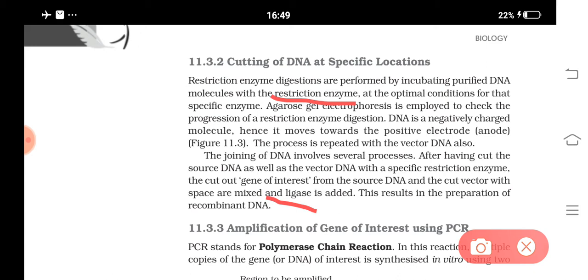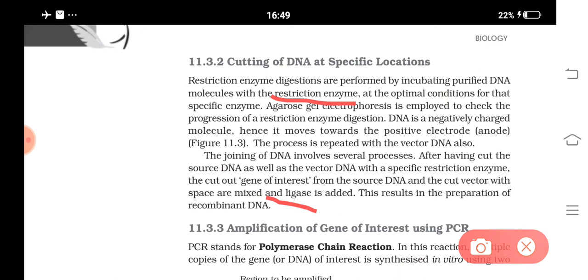First is isolating the DNA from the cell. The DNA will be in a cell, so from the cell it has to be taken out, and for that purpose we use various enzymes, and it should be purified. And then with the use of chilled ethanol it can be precipitated, and then we use restriction endonucleases to cut them.